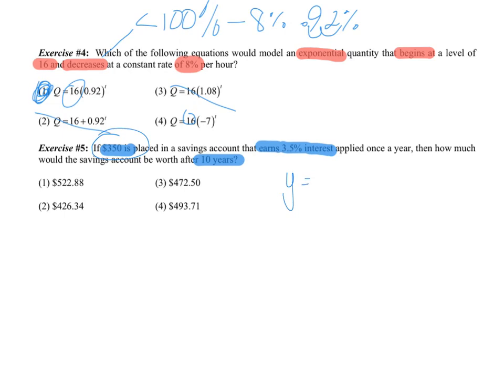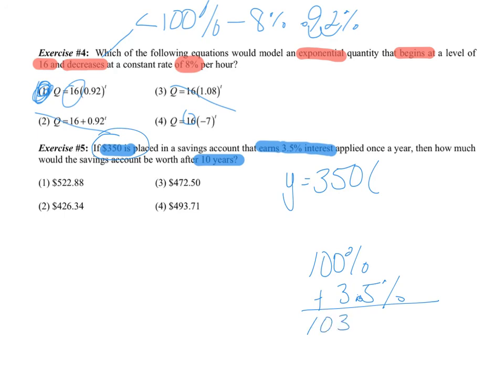So if I were to write that into my equation, I would be $350 times whatever. Now you have to determine, am I increasing or am I decreasing? Well, earns. Earns means that I'm making more money. So I'm going to take my 100%, add my 3.5%, and pay attention how I write this. Because if you notice, I write my decimal a little off. So I'm going to get 103.5%. Let's move that decimal 2 places, 1, 2, and I'm going to get 1.035. So I'm going to fill that in with 1.035.